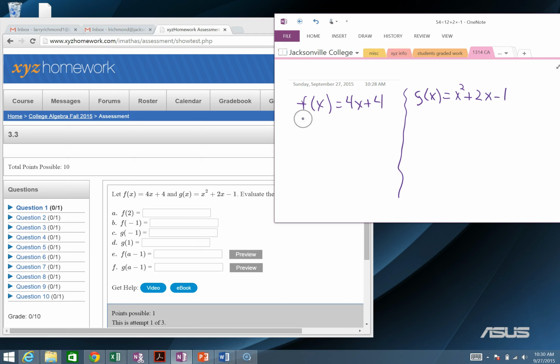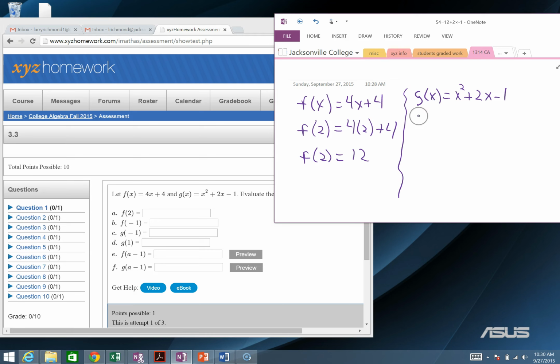Well, the first question says, what is f of 2? So I'm simply going to replace 2 for x in every position that we see it. 4 times 2 is 8, plus 4 is 12. So here we say f of 2 is equal to 12. This is the same as saying the point 2 goes to 12.